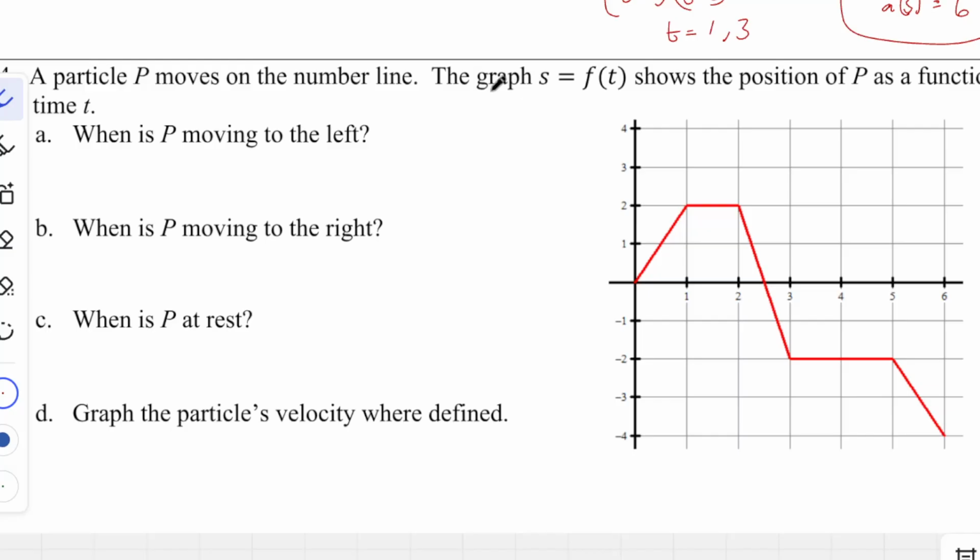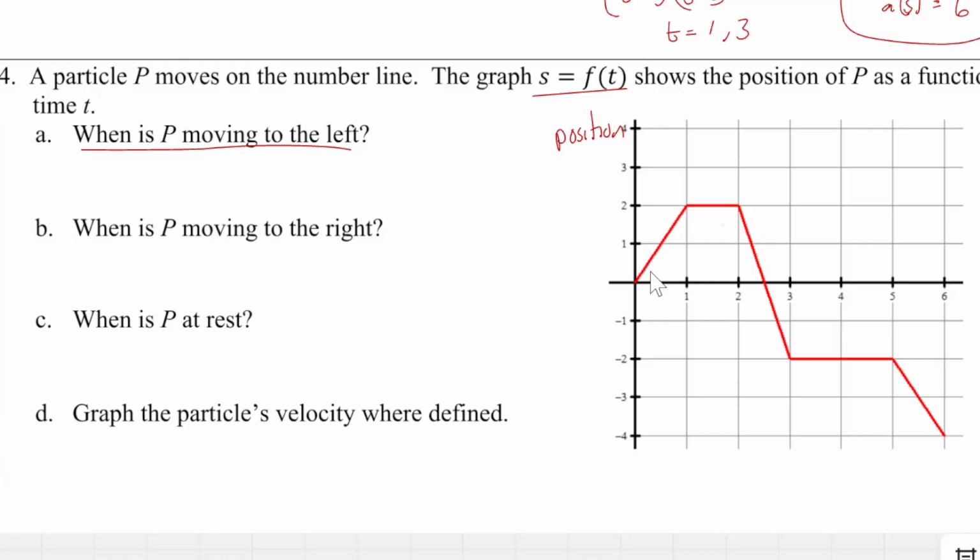Particle P moves on a number line. So I have to read this twice and make sure, is it the graph of velocity or is it position? It's really important to get that straight. But they said it's position. So let's write that here. On the other graph, I was like, oh, the velocity is positive, right? But this is not a velocity graph. This is a position graph.